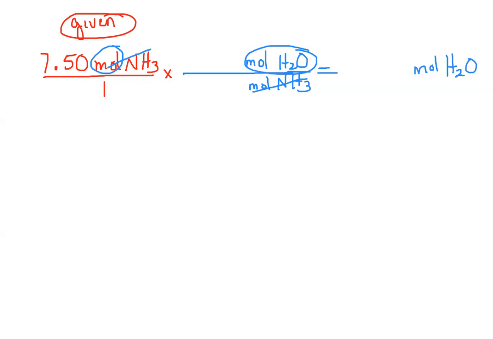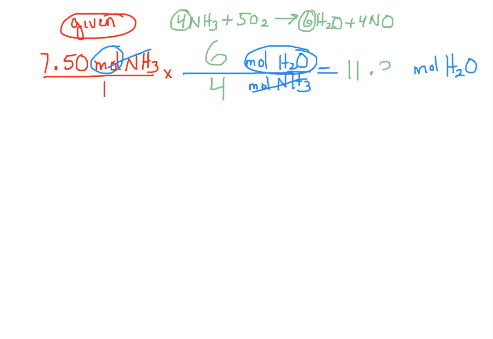And you're going to look at your equation, and you're going to say what you're given. Moles of NH3 is 4, and moles of H2O is 6. That's from our equation. Here's our equation. So here's our moles of NH3. Here's our moles of H2O. Now we're just going to put this in our calculator and do this problem, and you should get 11.3.